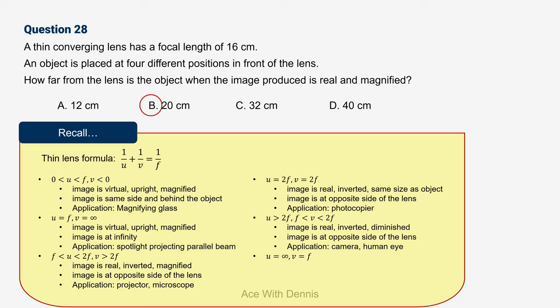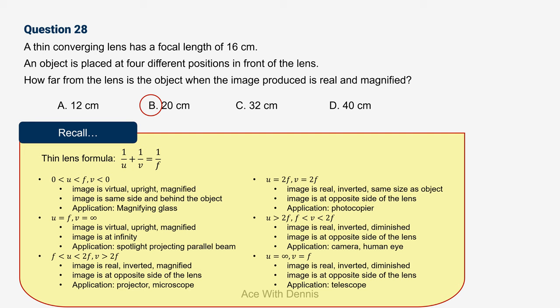Next, the sixth case is when u is at infinity and v equals f. For this case, the image is real, inverted and diminished. Image is at the opposite side of the lens. The application for this case is telescope.